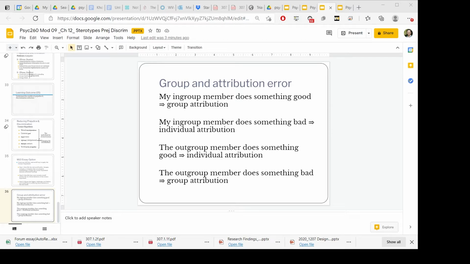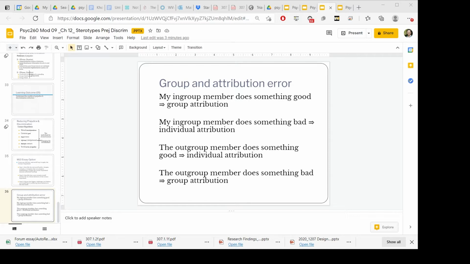So for Module 9, Stereotype, Prejudice, and Discrimination, I would like to talk a little bit about group attribution error. This is not in the original lectures, but it's in the textbook, so I just want to touch on it briefly. Basically, people commit attribution error when attributing the behavior of a member of the in-group or out-group to either the individual or the group, right?